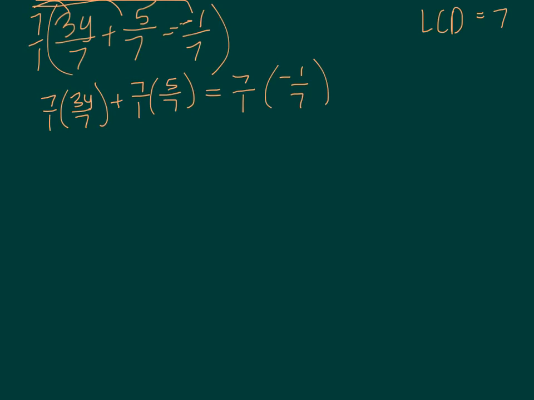So now all I want to do is look at this term. Notice I have 7 in the numerator and denominator, so they cancel out. So I'm left with 3y plus. Now if I look at this second term, the same thing happens. So I'm left with plus 5 equals, and again on this last one, the same thing happens, so -1.